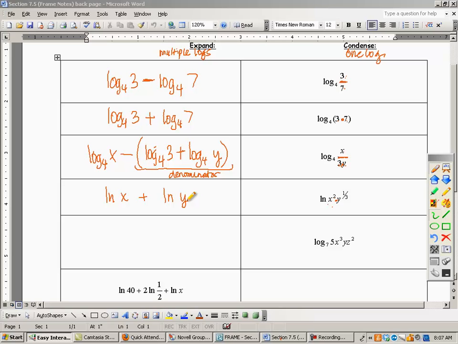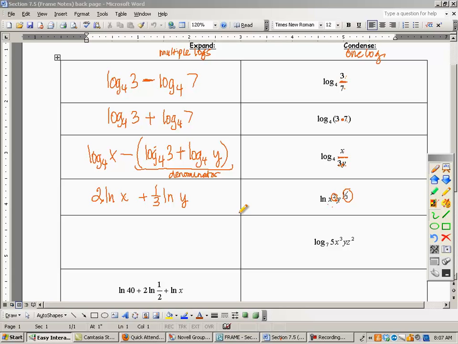Now the squared exponent only goes in front of the x. So in front of this natural log of x, I'm going to put the 2 for the squared, and the 1/3 only goes in front of the y's log, so this 1/3 goes in front of the y log. Now, some people need to take this in 2 steps, which is fine. Anytime I see an exponent, I know that should go in front.